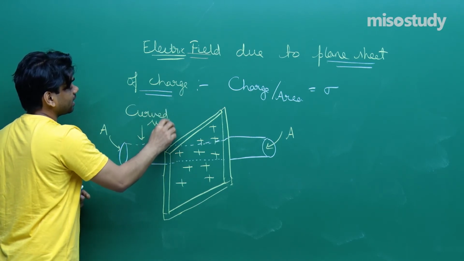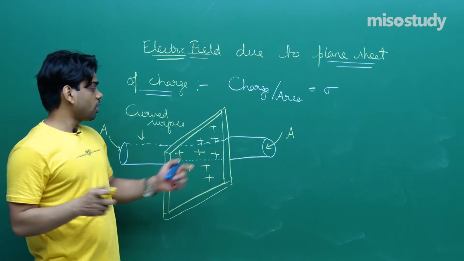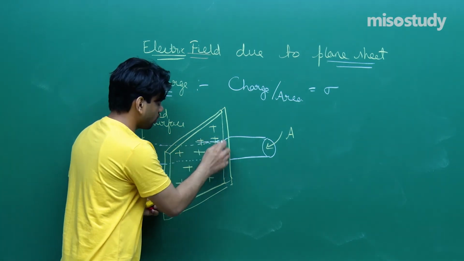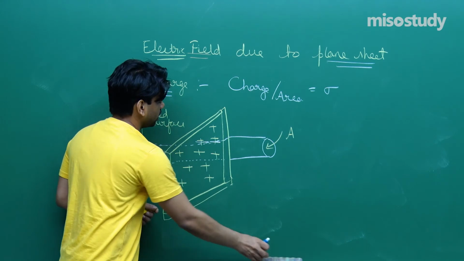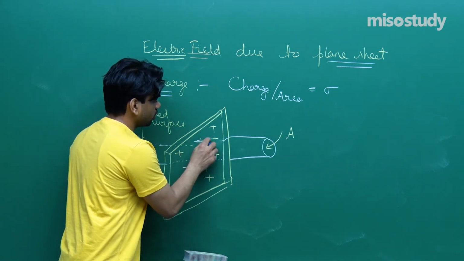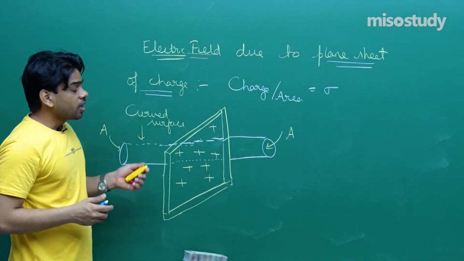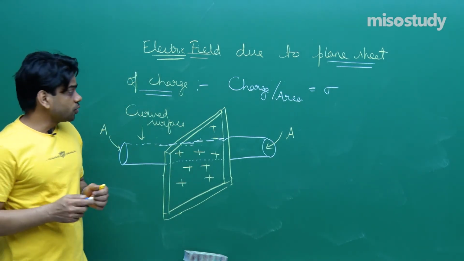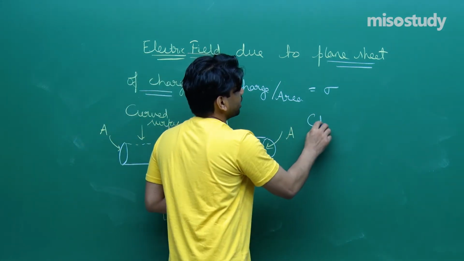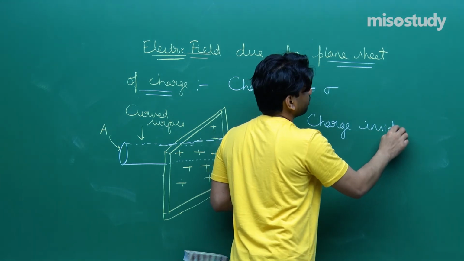Now see, first point, draw the Gaussian surface. We have drawn a Gaussian surface for this particular charge distribution. Next thing you see, we need to find out the charge enclosed within the Gaussian surface, charge inside. That's very simple. Charge inside can be very easily evaluated.